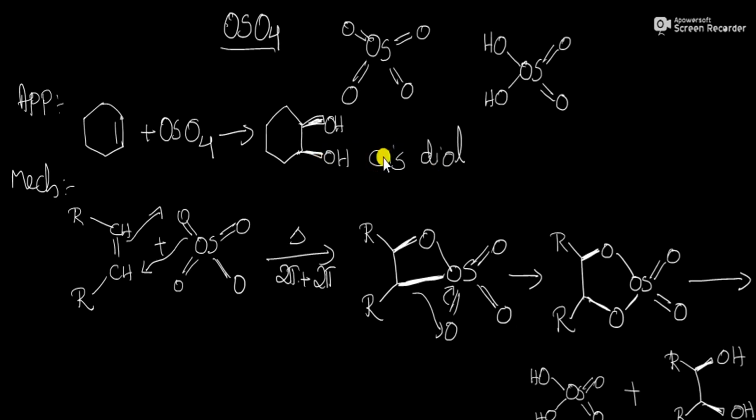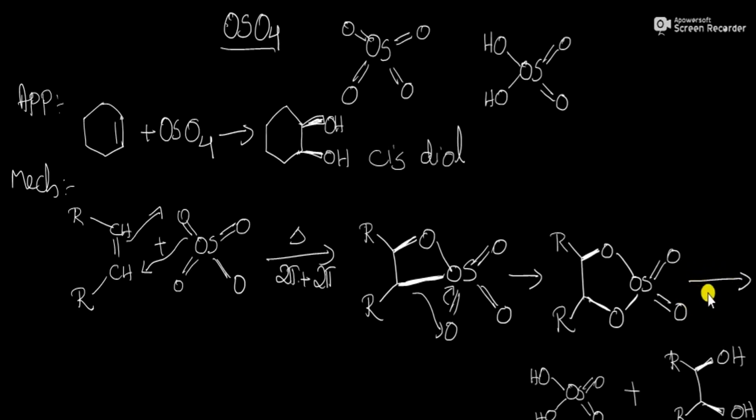What is the mechanism of osmium tetroxide oxidation? The first step is a 2pi cycloaddition reaction and it will convert it into a 4-membered cyclic ring compound. This is the structure. Then in the second step, this bond will attack this oxygen and this bond will shift to osmium. It will be converted into osmate ester. Then the last step is decomposition of osmate ester.